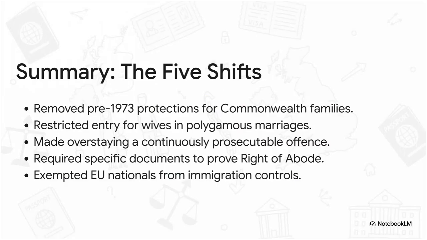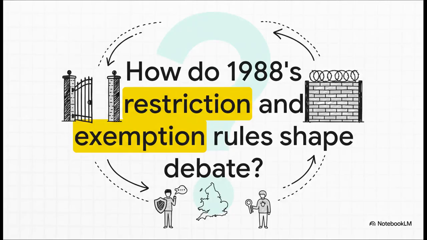So let's just recap. The 1988 Act was really a story of two opposing forces. On the one hand, it tightened the screws on general immigration. It removed historical protections, it restricted family rights, and it closed legal loopholes. But at the very same time, it opened a separate, much wider door for European nationals, embedding that principle of free movement directly into UK law. And this dual-track approach, this idea of restriction and exemption, of creating different rules for different groups of people, it really set a precedent. It established a legislative framework whose echoes are clearly visible in the complex and often contentious debates we have surrounding UK immigration policy to this very day.